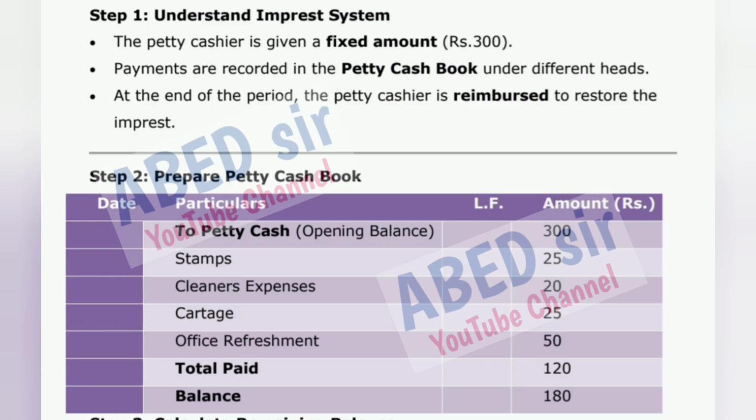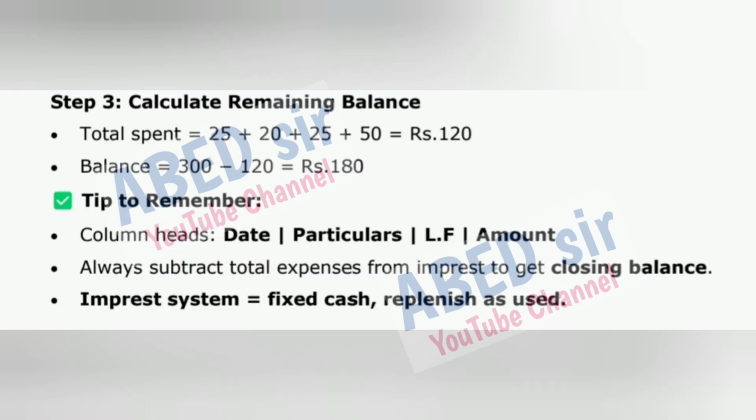To petty cash, opening balance 300. Stamps 25. Cleaners expenses 20. Cartage 25. Office refreshment 50. Total paid 120. Balance 180. Step 3. Calculate remaining balance. Total spent is equal to 25 plus 20 plus 25 plus 50 is equal to 120 rupees. Balance is equal to 300 minus 120 is equal to 180 rupees.